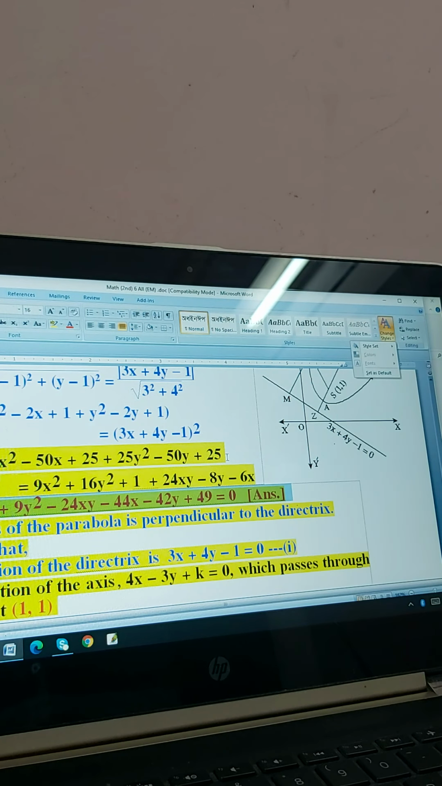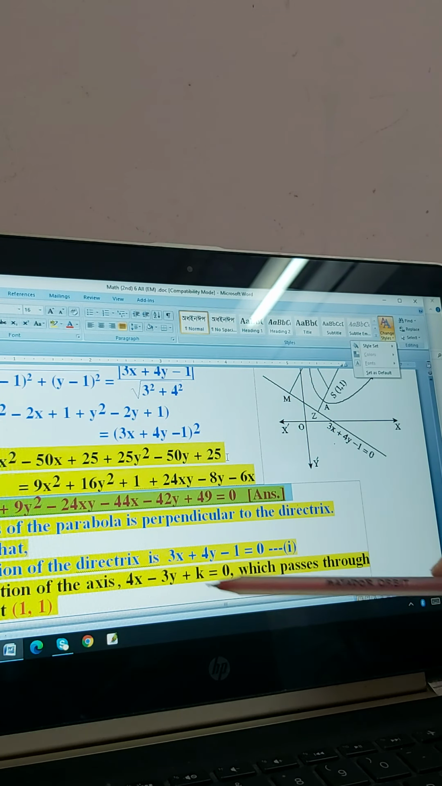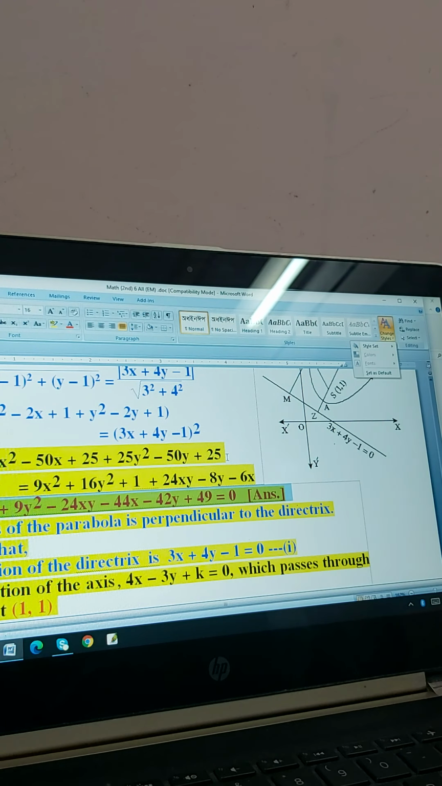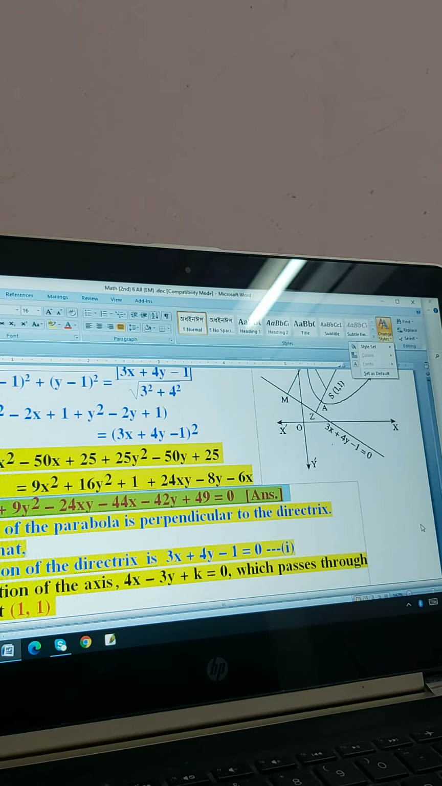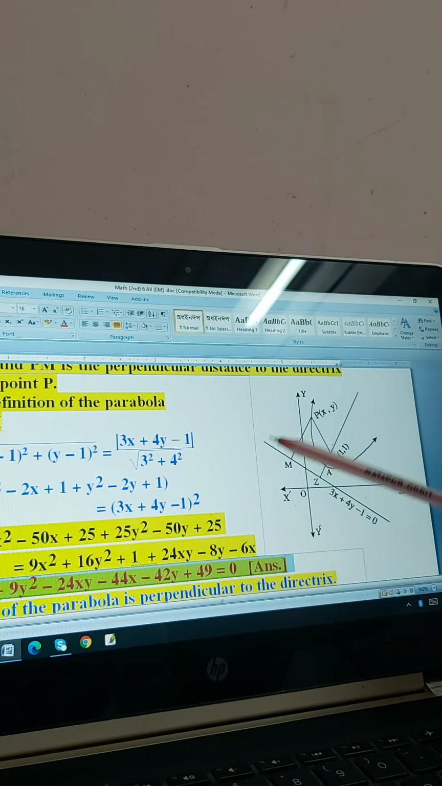Therefore, the equation of the directrix, this is the given condition, is 3x plus 4y minus 1 equal to 0, equation 1. Now the equation of the axis. Since the axis is perpendicular to the directrix, therefore the perpendicular equation.